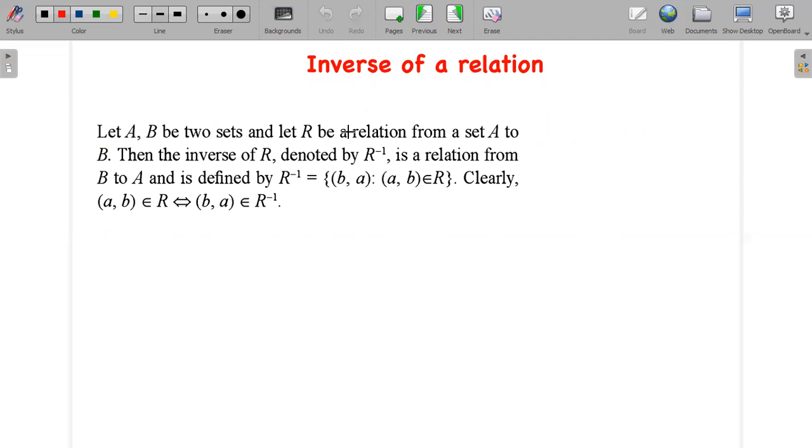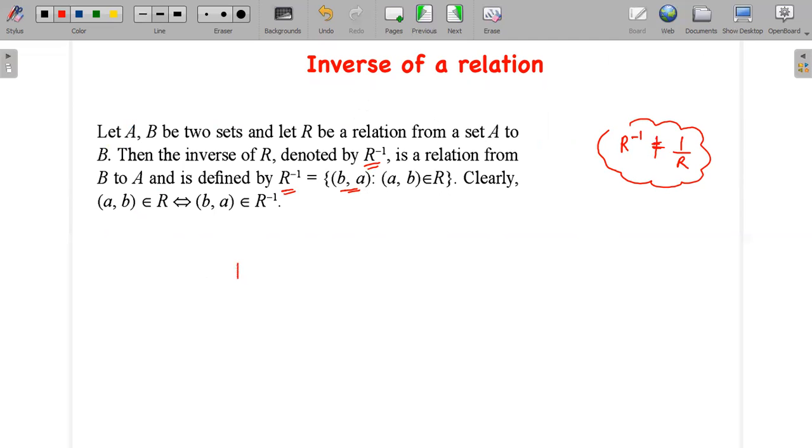So inverse of a relation: if relation R is given to us from set A to set B, then the inverse is denoted by R inverse. R inverse doesn't mean that it is 1 by R. No, this is not your algebra. This is a relation, and things don't work like this. R inverse is just the notation for the inverse of a relation R, and it is defined from B to A, as the ordered pairs in the format B comma A. It looks like we just swap the positions in the ordered pairs from relation R.